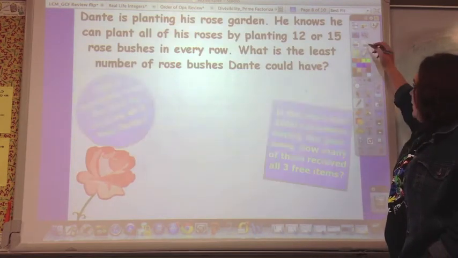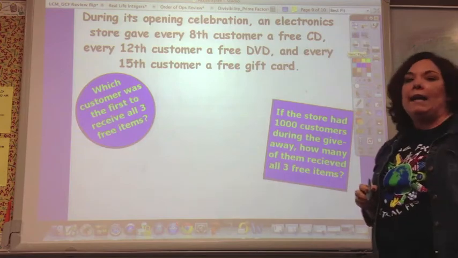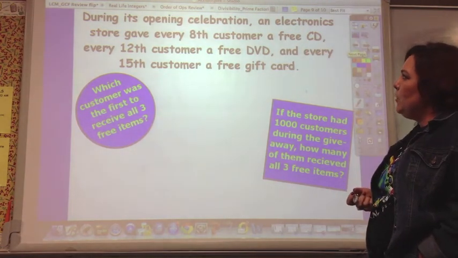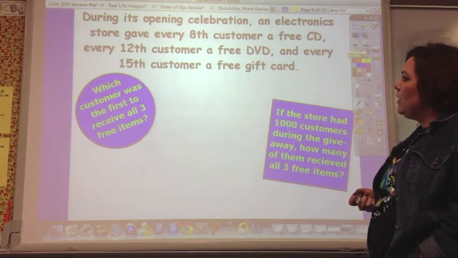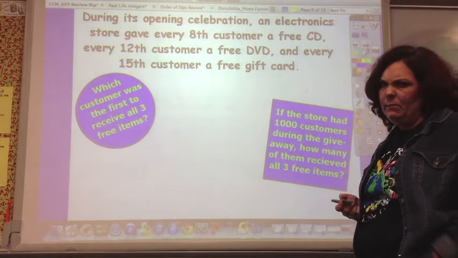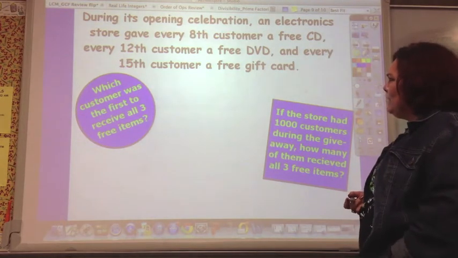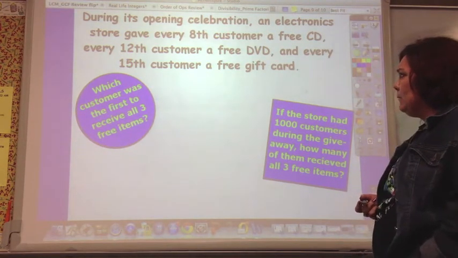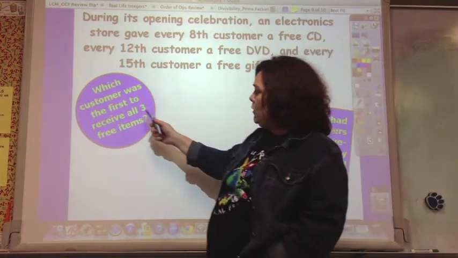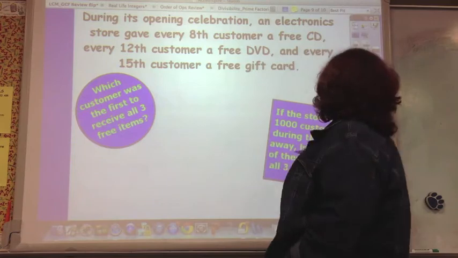And the last one that we're going to look at, this is a typical type question. It says, during its opening celebration, an electronics store gave every 8th customer a free CD. Do they give those away anymore? Every 12th customer a free DVD, and every 15th customer a free gift card. So which customer was the first to receive all 3 free gifts?